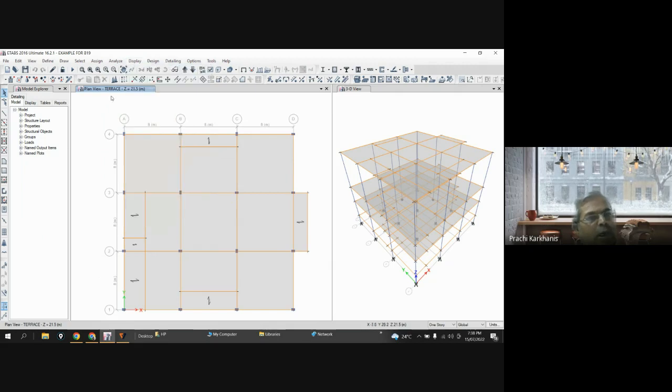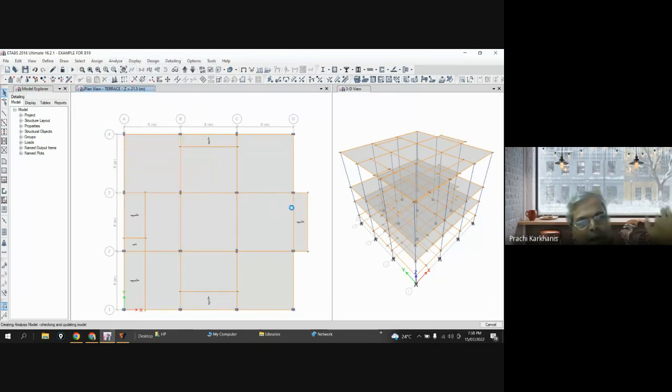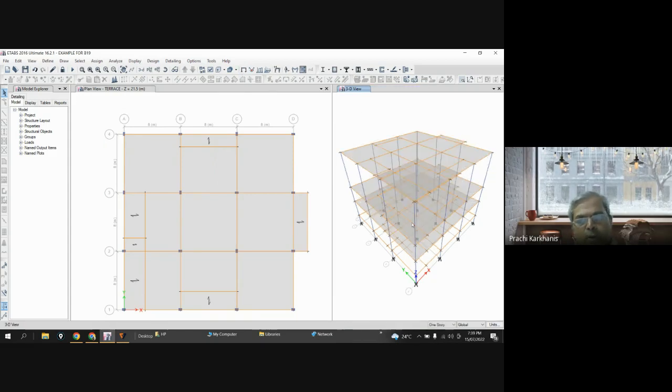So that's why you will have to analyze again. You can go to analysis, and run the analysis again. It will take very little time, as the model is very small. You can see the analysis results will be stored over here. Then you can go to the undeformed shape, the original shape, and now you can see the model is locked again.